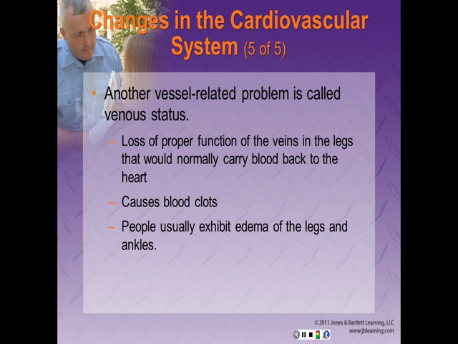Another vessel-related problem is called venous stasis. This refers to the loss of proper function of the veins in the legs that would normally carry blood back to the heart. It causes blood clots in the superficial veins, which is called superficial phlebitis, and blood clots in the deep veins, which is called deep venous thrombosis, or DVT. People with this condition usually exhibit edema or swelling in the legs and ankles. Eventually, this causes a reddish-brown discoloration of the skin, and in some cases, skin ulcers.